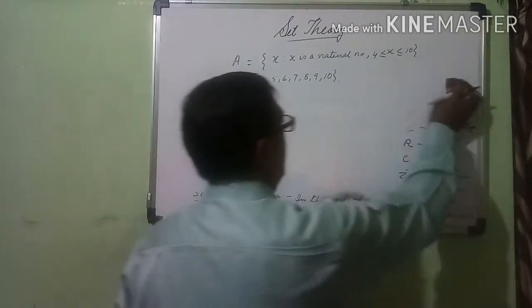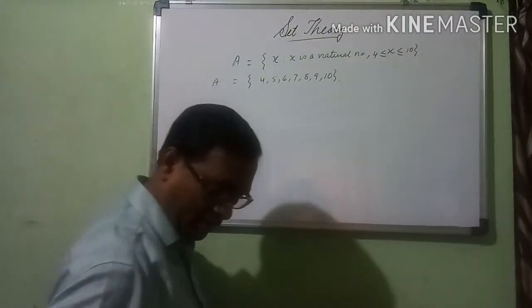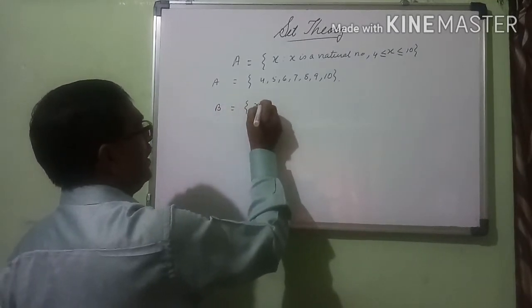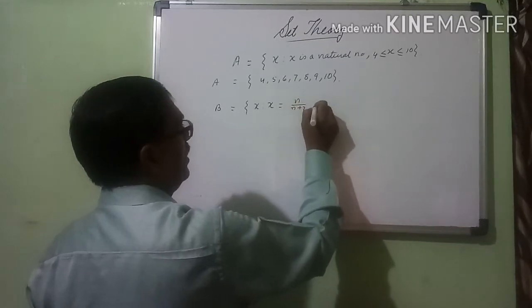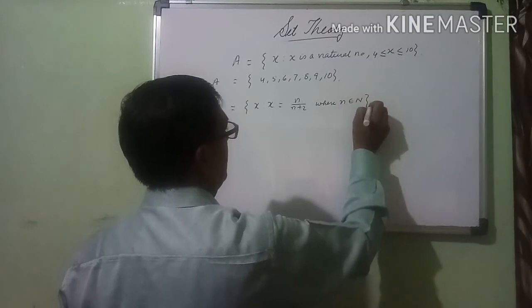Okay, now let us take another example. B is equal to {x such that x is equal to n by n plus 2, where n belongs to capital N}.